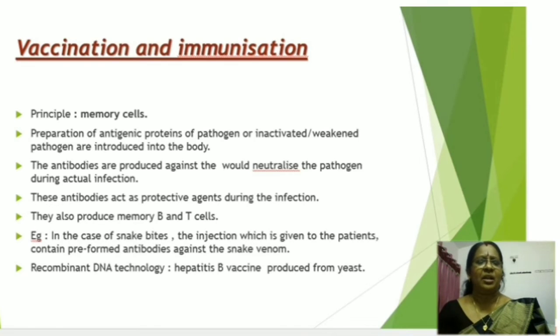For example, in the case of snake bites, the injection given to the patient contains preformed antibodies against the snake venom. Recombinant DNA technology using yeast etc. is used to prepare the hepatitis B vaccine.